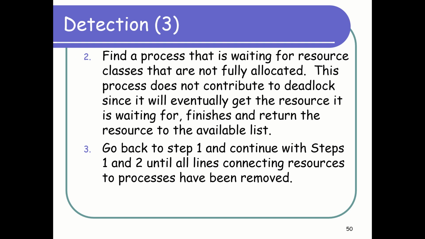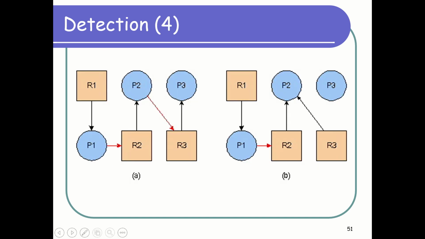Step 2: find a process that is waiting for resource classes that are not fully allocated. This process does not contribute to deadlock since it will eventually get the resource it is waiting for, finish, and return the resource to the available list. Then go back to step 1 and continue with steps 1 and 2 until all lines connecting resources to processes have been removed.